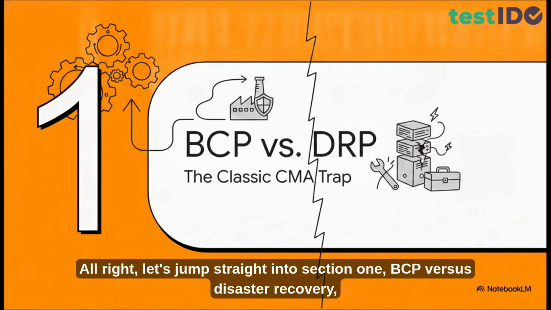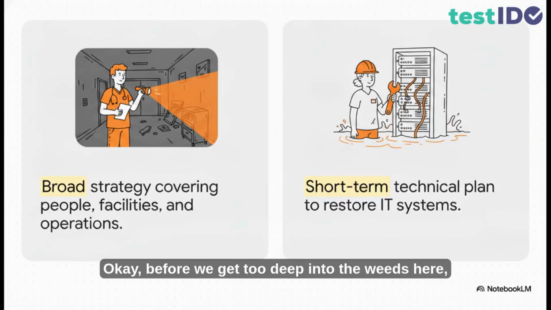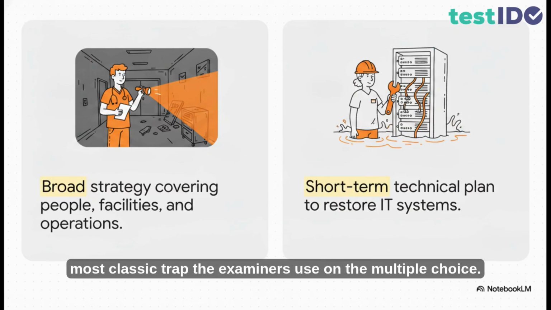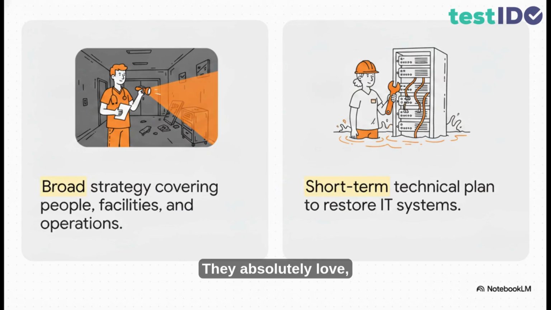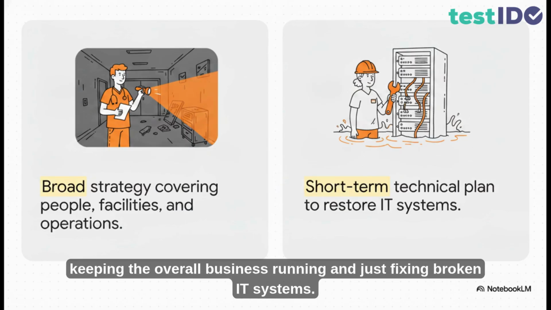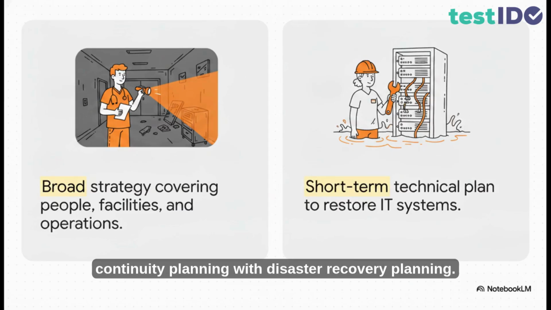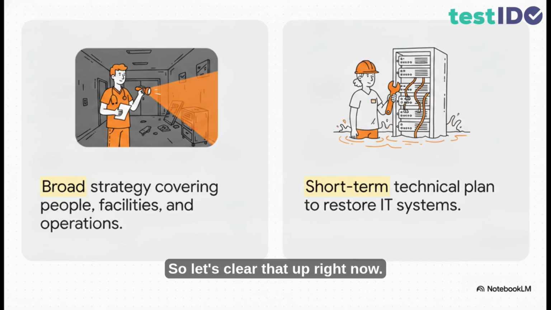All right, let's jump straight into Section 1, BCP versus disaster recovery, the classic CMA exam trap. Okay, before we get too deep into the weeds here, I have to warn you about the absolute biggest, most classic trap the examiners use on the multiple choice questions. They absolutely love, and I mean love, testing if you actually know the difference between keeping the overall business running and just fixing broken IT systems. Basically, they're going to try to trick you into confusing business continuity planning with disaster recovery planning. So let's clear that up right now.